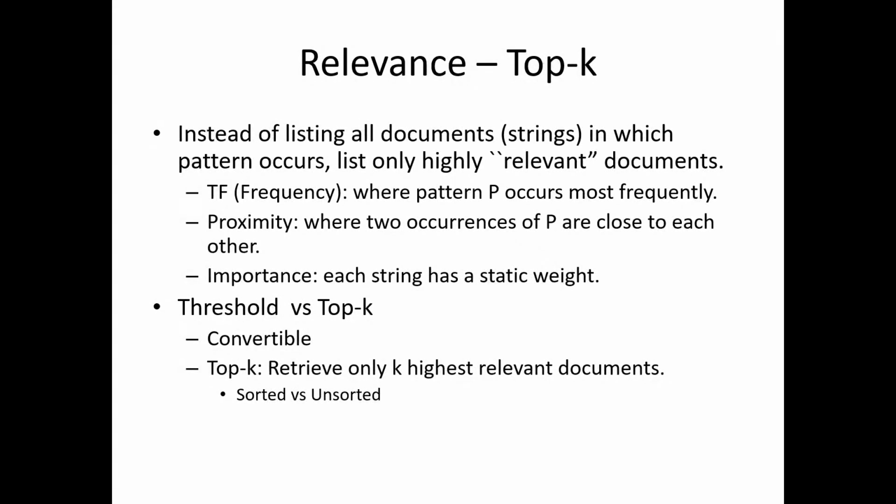All right, so what was the new thing? Now we want to put some relevance score for a document. For example, if you have a pattern P, and if that pattern P occurs more times in that document, then the document is highly relevant to that pattern. And now the idea is, give me the top K highest relevant documents based on this. So frequency is one of the popular measures, proximity or just static weight are there.